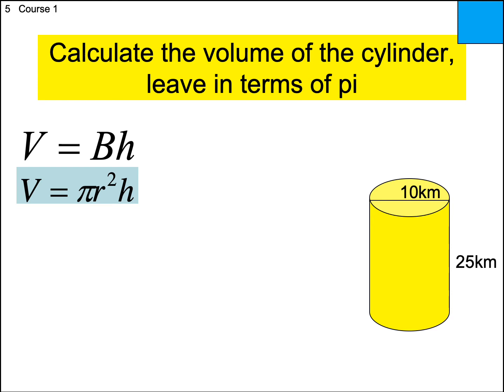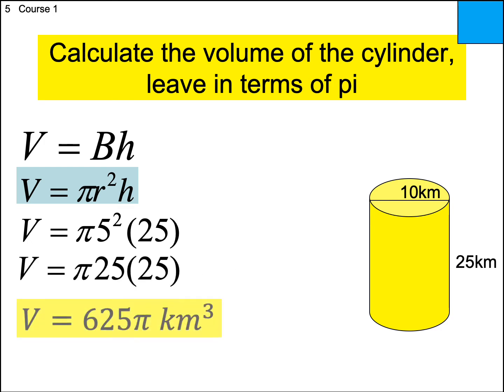So what's the radius, Donovan? Yep, that is 5. So the height is 25 and the radius is 5. It's not 5 times 2, it's 5 squared. 5 squared is 25, so this is 25 times 25. So there's your answer in terms of pi.